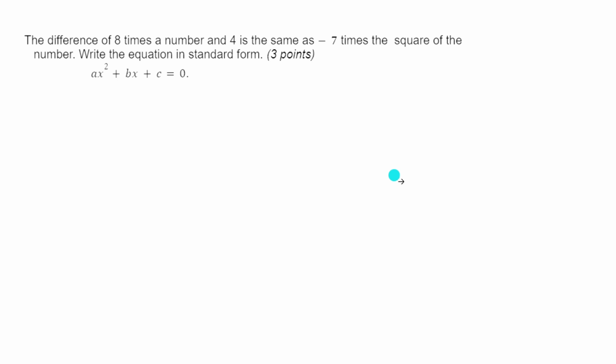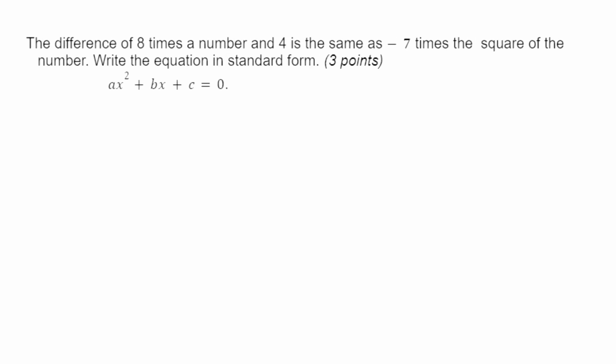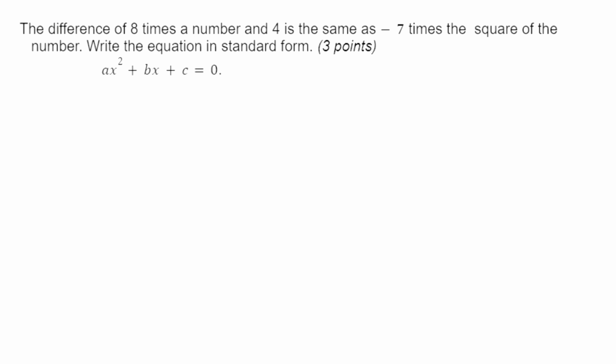This next question is about your topic or discussion also in grade 7. This one is like converting a word problem into a mathematical expression. The difference of 8 times a number and 4 is the same as negative 7 times the square of a number. Write the equation in standard form. When you say standard form, it follows this one here, the same thing with our quadratic expressions: ax squared plus bx plus c equals 0.